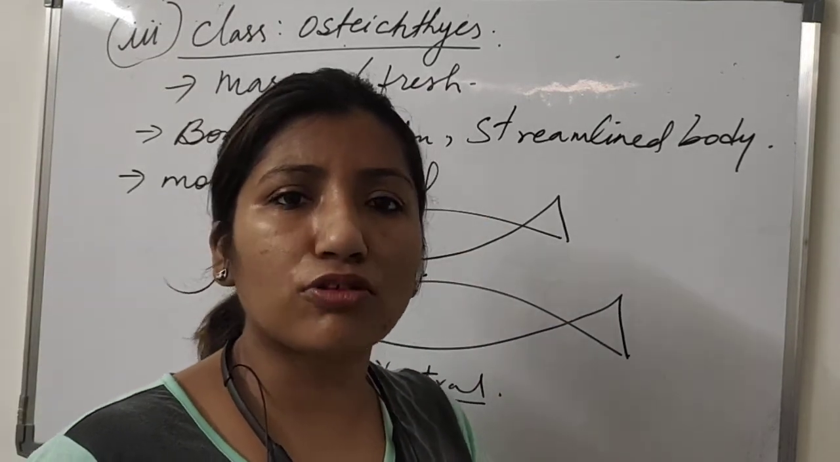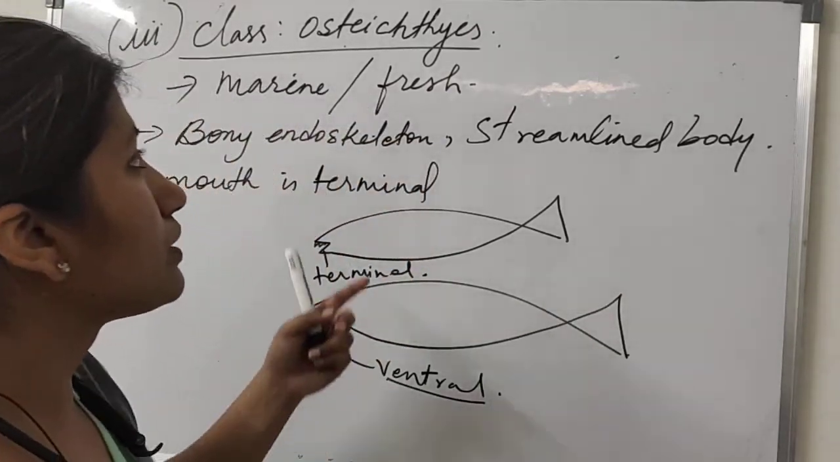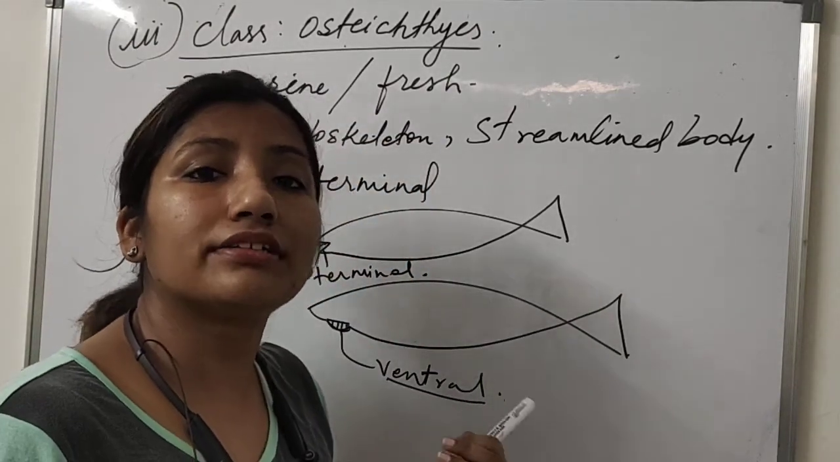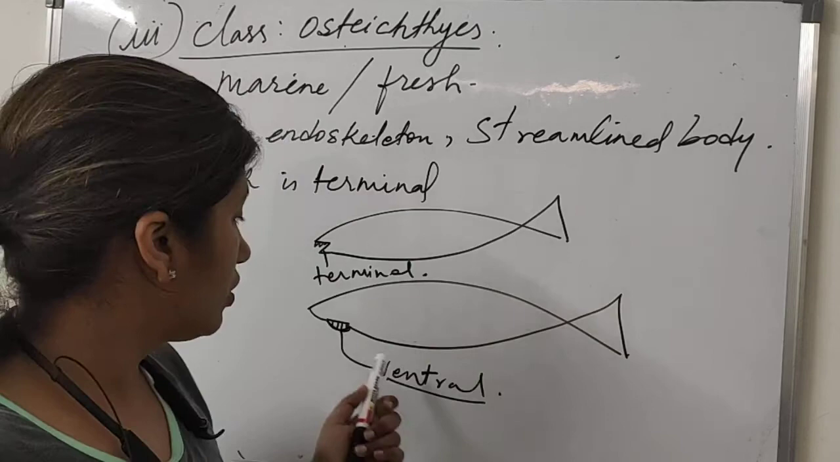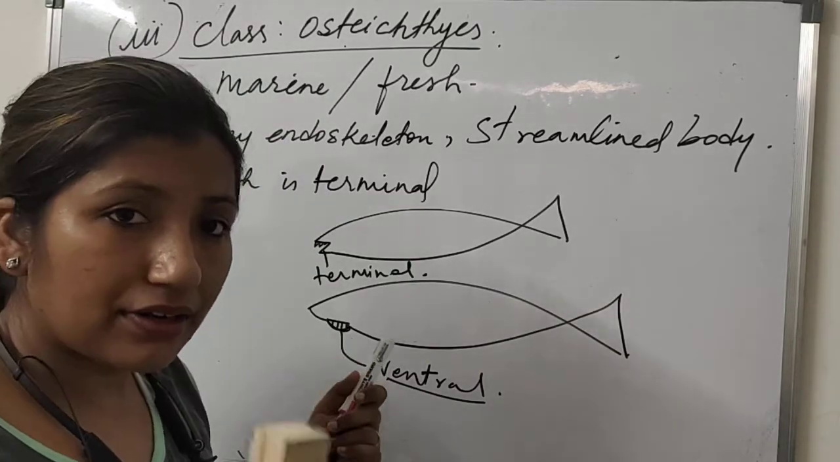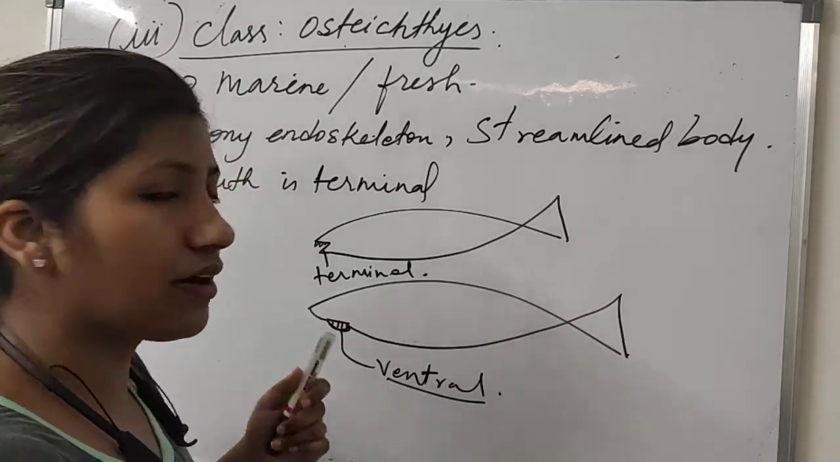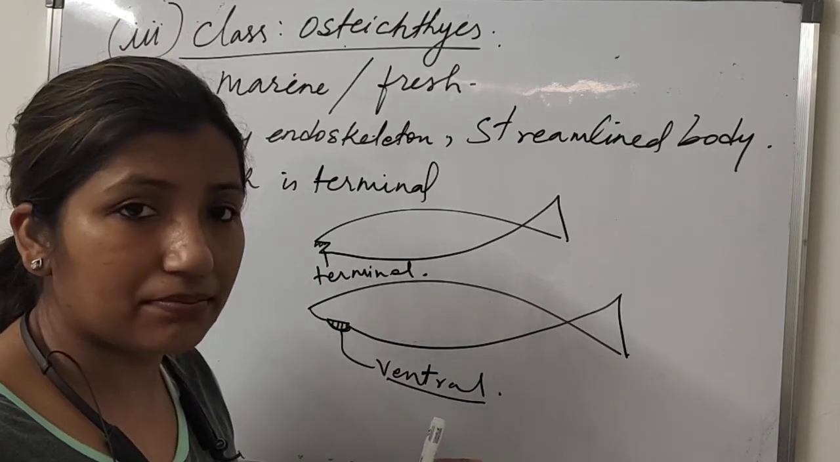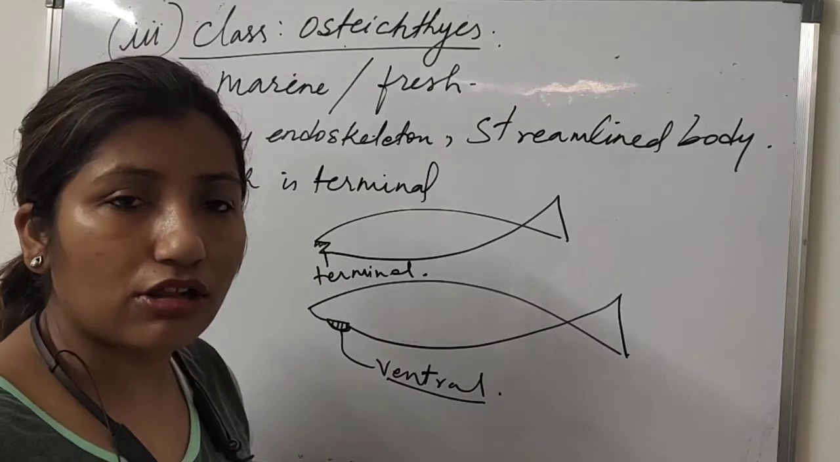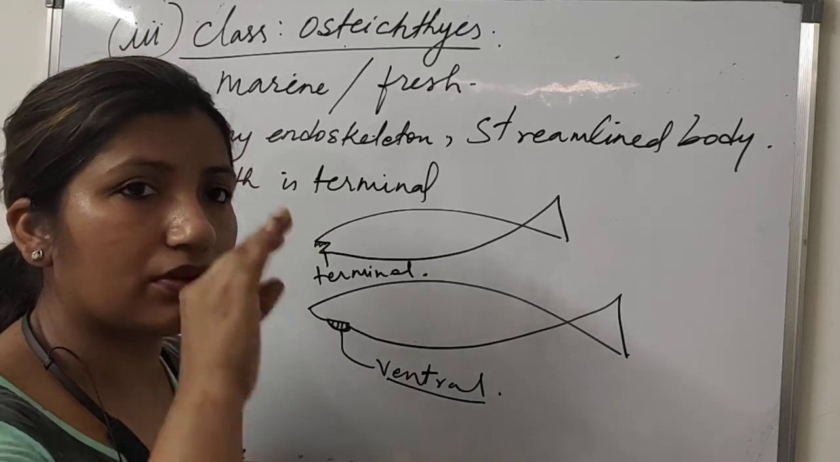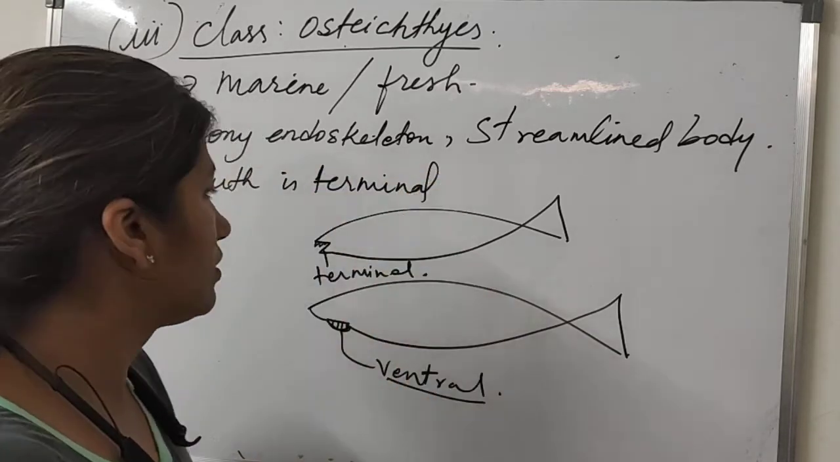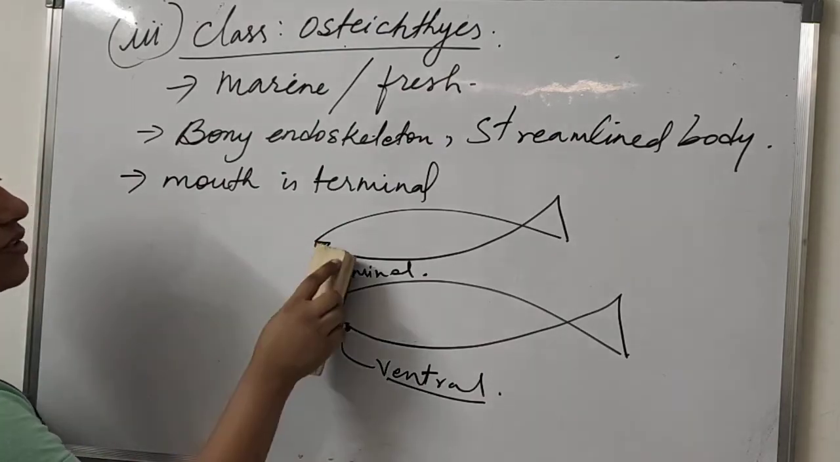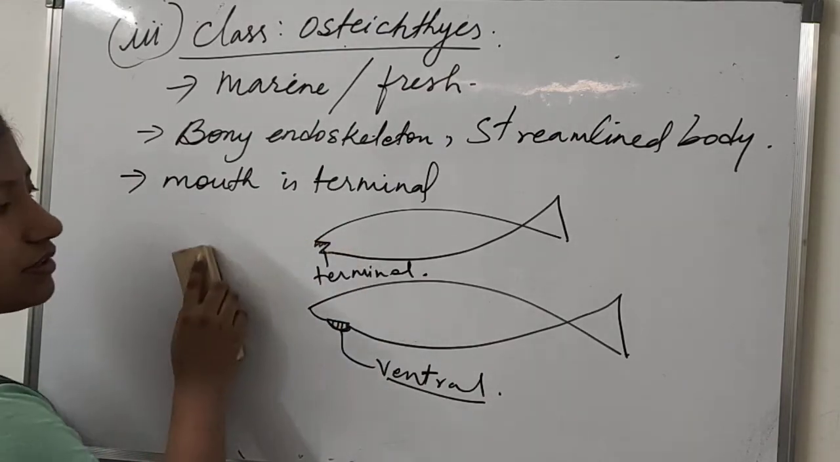So previously we have seen chondrichthyes. In chondrichthyes, the mouth is ventrally located. In the chondrichthyes example, we saw the great white shark, where the mouth is ventrally below, not in the front. You must know how a shark looks, how they open their mouth. Stingray also have their mouth ventral, not in the front, not terminal. But in other fishes you will see that the mouth is like this, in the front, terminal.